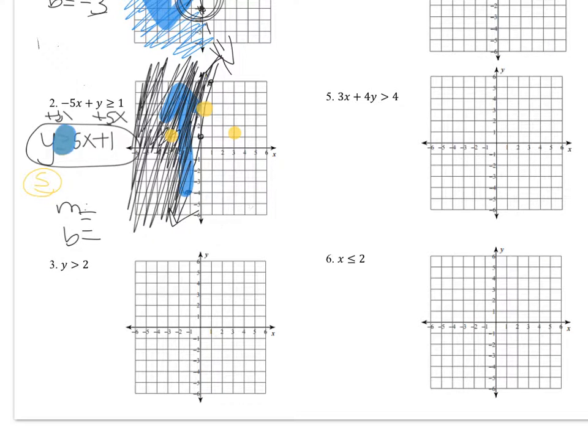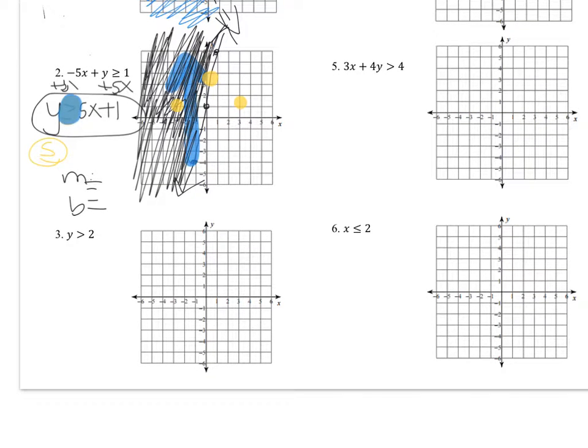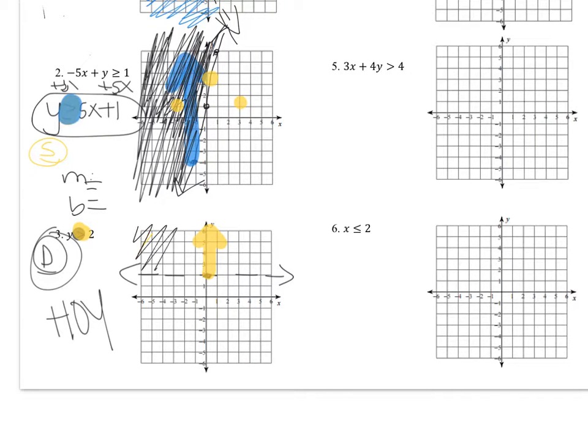Let's do one more. Number 3. Y is greater than 2. Y is by itself. Look at your inequality symbol. Is it going to be a dotted line or a solid line? Dotted. So I put that there because this is the number one mistake that I make. Looking at this line, what kind of line is it? It's a horizontal line. So I'm going to plot a horizontal line at y equals 2. I'm going to draw a dotted line. Look at my symbol. My symbol is greater than, which means I'm shading up. So I'm shading on that side of my line. So I'm going to go ahead and shade it in.